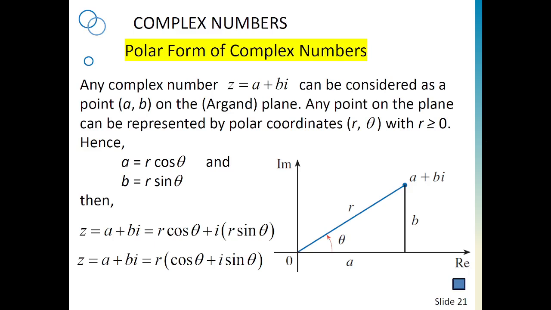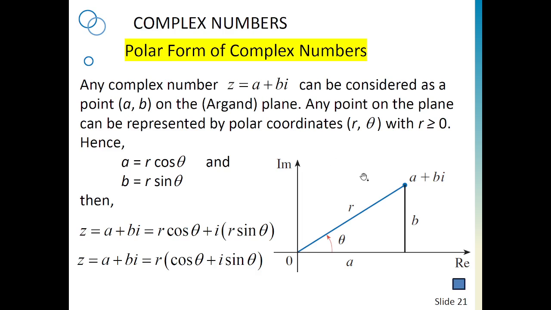Complex numbers, we remember that we write them in general as a plus bi, so a is a real number, b is a real number. So here we have the real part and then we have the imaginary part, with i being the square root of -1. So we said that we can represent these numbers as points in a plane.